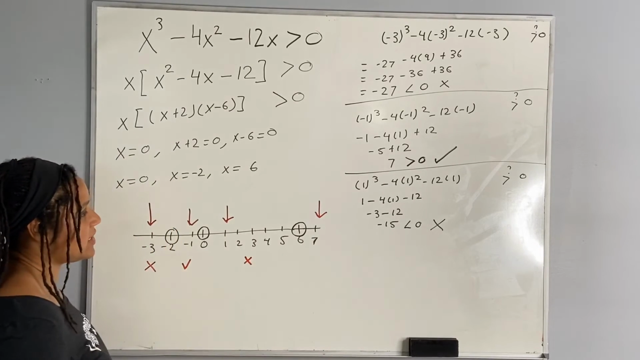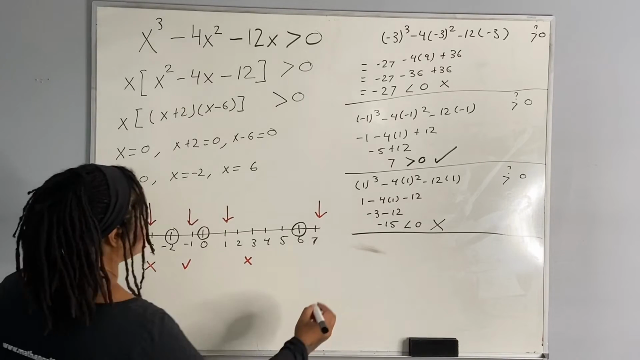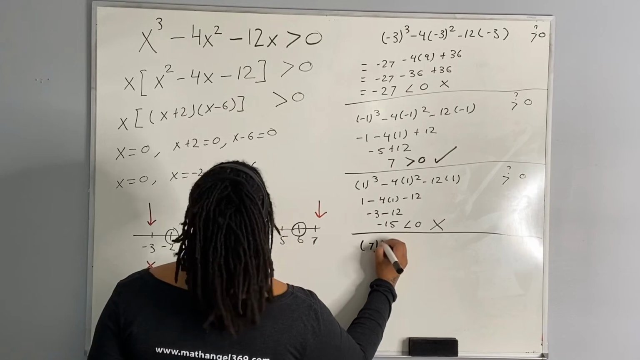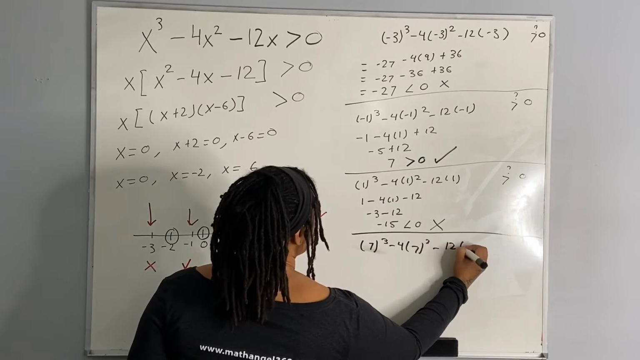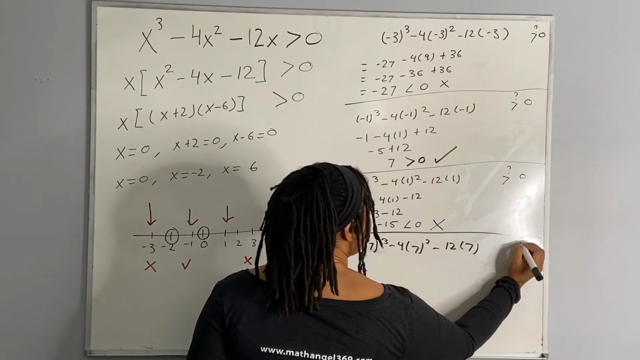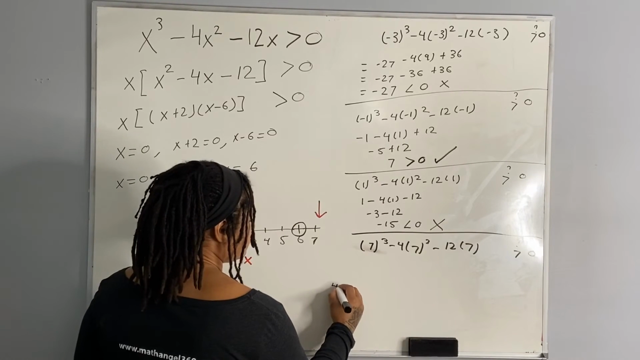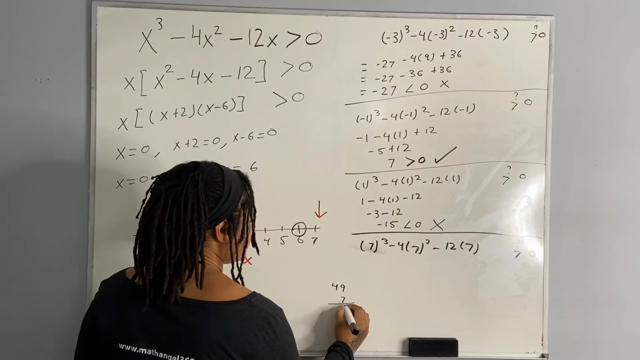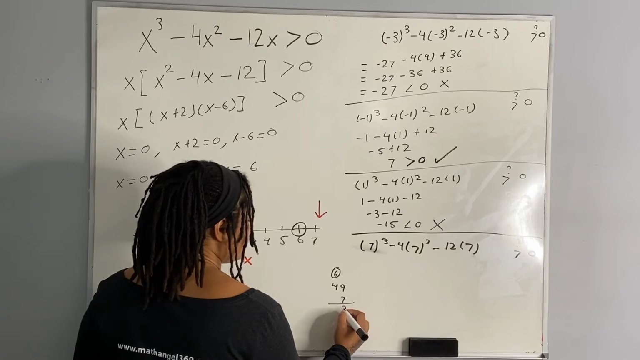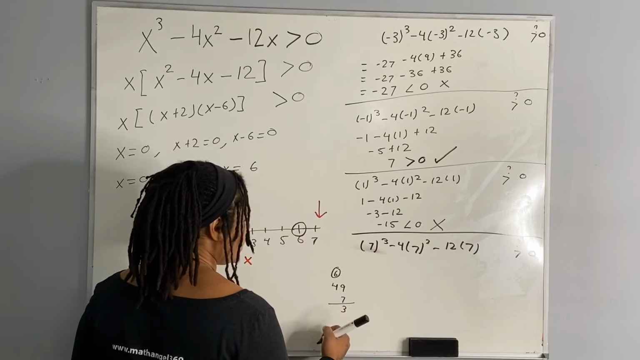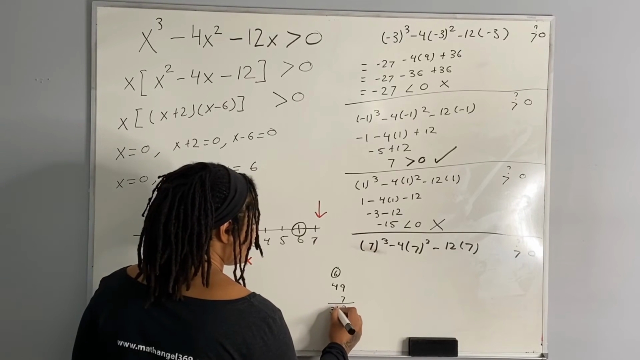Now let us check all of the numbers after 6. So we're going to check 7. If I plug 7 into our original inequality, we get 7 cubed minus 4 times 7 squared minus 12 times 7. And we want to ask ourselves, is it greater than 0? So 7 times 7 is 49, right? But 49 times 7, we get 7 times 9 is 63, carry 6. 7 times 4 is 28, 29, 30, 31, 32, 33, 34.